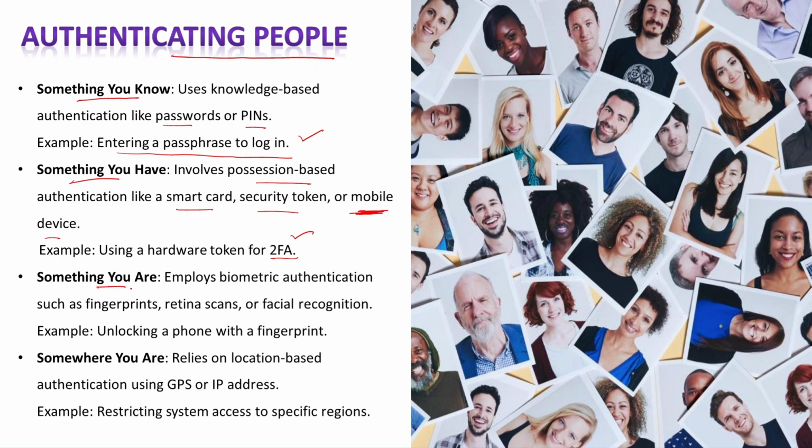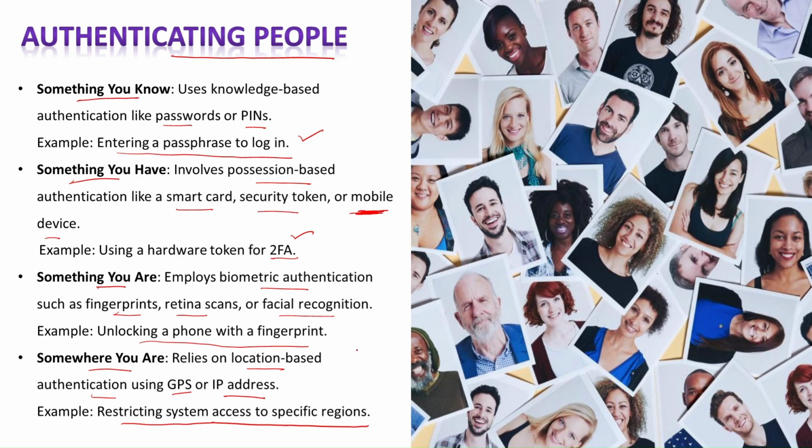Another authentication type is something you are. This employs biometric authentication such as fingerprints, retina scans, or facial recognition. Examples include unlocking a phone with a fingerprint. And another authentication factor is somewhere you are, which relies on location-based authentication, for example, GPS or an IP address. Examples include restricting system access to specific regions.